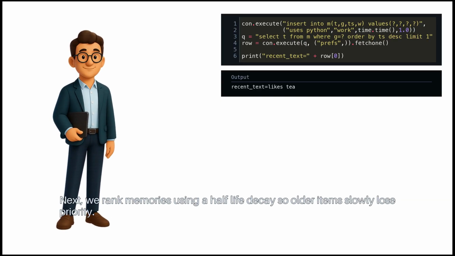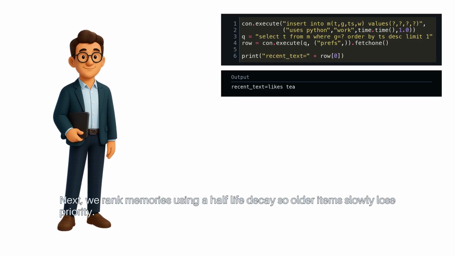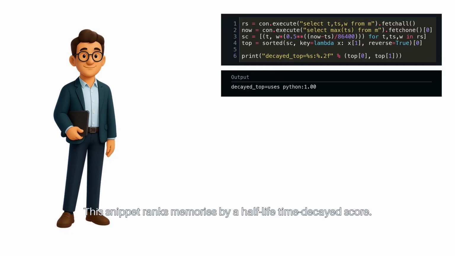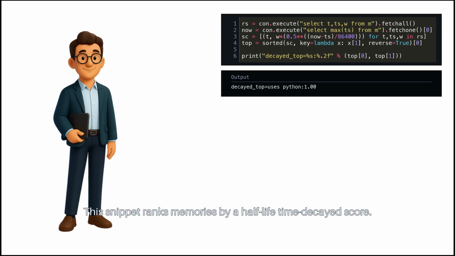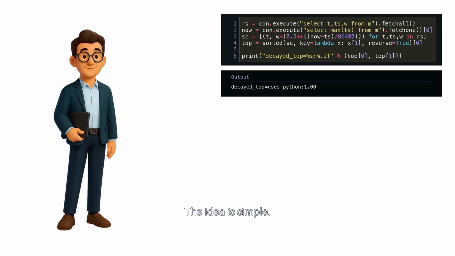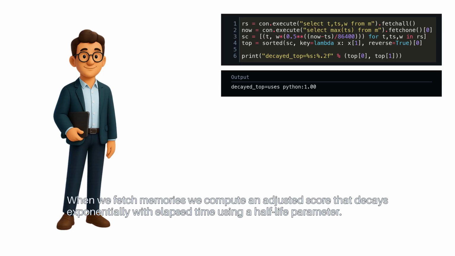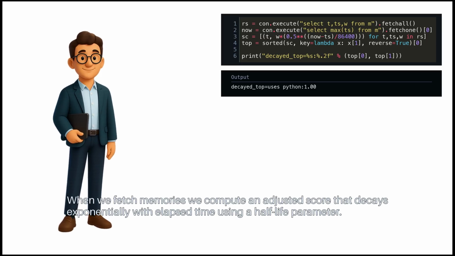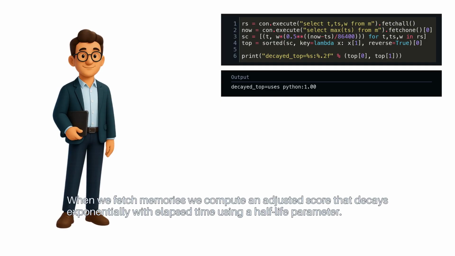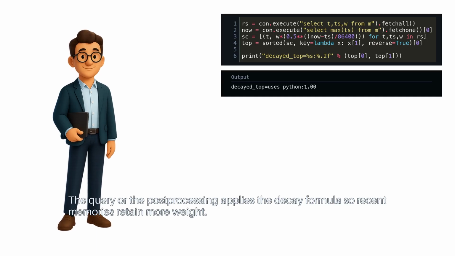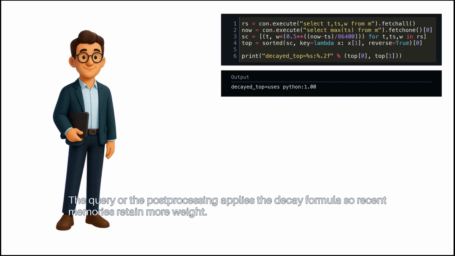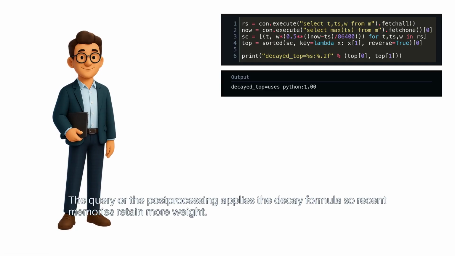Next, we rank memories using a half-life decay, so older items slowly lose priority. This snippet ranks memories by a half-life time-decayed score. The idea is simple. Each memory stores a base score and a created time. When we fetch memories, we compute an adjusted score that decays exponentially with elapsed time using a half-life parameter. The query or the post-processing applies the decay formula so recent memories retain more weight.